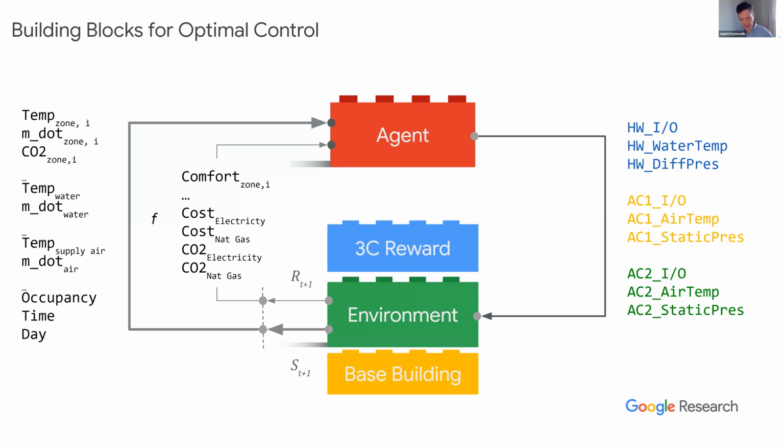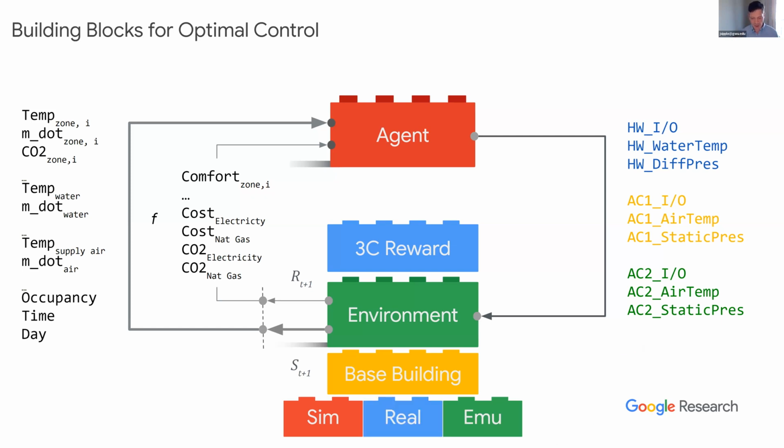And what we've done is establish a base building abstract concept. That base building can then be represented as a simulation, a physics-based simulation, a data-driven emulation, or, at the end, the real building. So theoretically, one could train on either the emulation or the simulation. Once trained, one simply restarts the process and connects it with the real building, and the agent will then be able to operate on that.